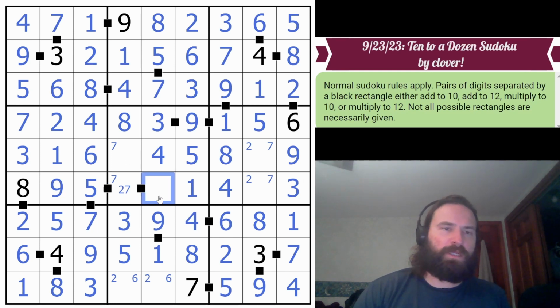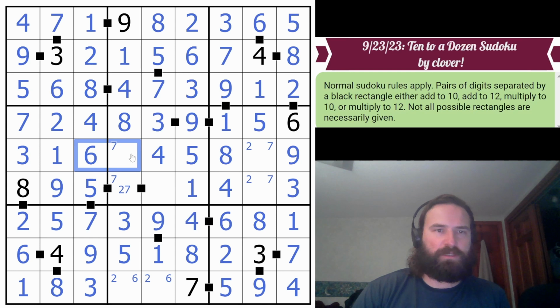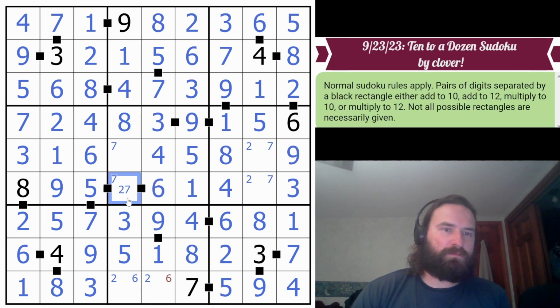Because, okay, so I needed a 6 to go in one of these 2 boxes. It can't, because there needs to be a 6 in this box. There's a 6 looking at this square. It can't be that one. And it can't be this one because we already labeled this one as a 2 or 7 because it has to go with the 5. So this is going to have to be a 6. And then the only number that goes with 6 in this box is a 2, because 2 times 6 is 12.